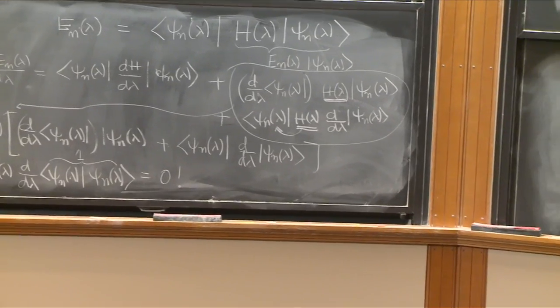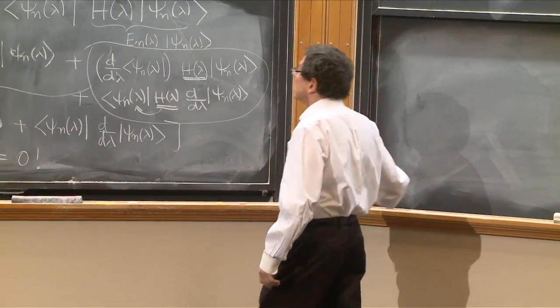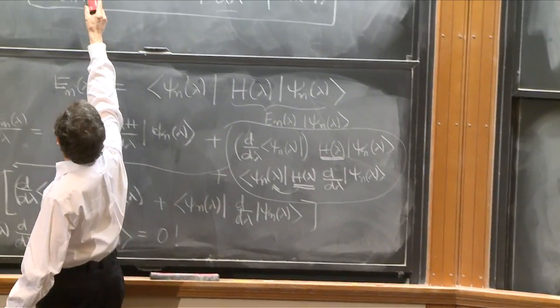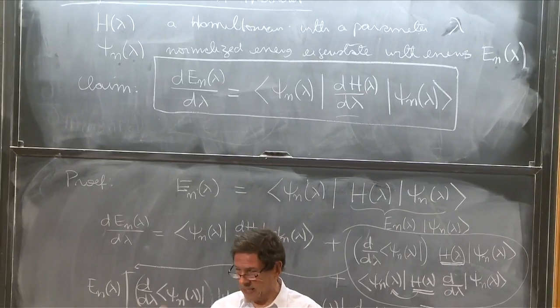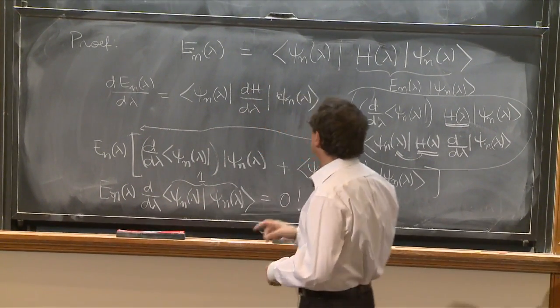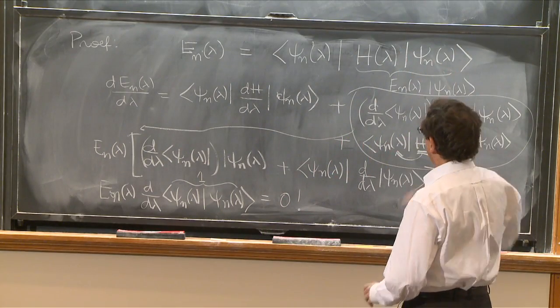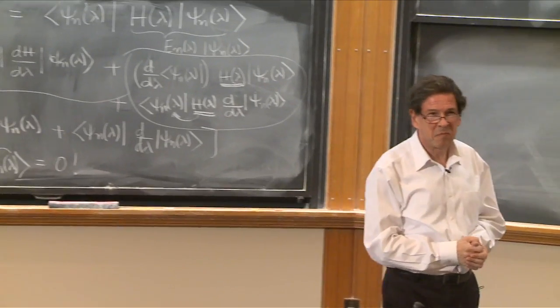Yes? How do you know it stays normalized when you vary lambda? It's an assumption. The state is normalized for all values of lambda. So if you have a state that you've constructed that is normalized, you can have this result. So it's an assumption. You have to keep the state normalized.